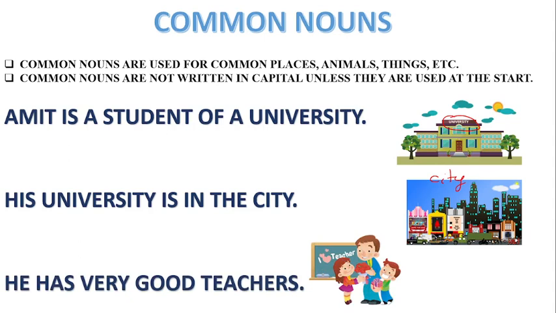I just told that he has very good teachers. So university, city, teachers, there are a lot of them in the entire world. They are not specific, hence they are called common nouns. In a proper noun, there is a name given to any person, place, animal, or thing, which differentiates it from the others. It keeps it identifiable. You cannot identify common nouns unless they have a proper name, and once you give it a proper name, it becomes a proper noun. Hope the concept is clear.